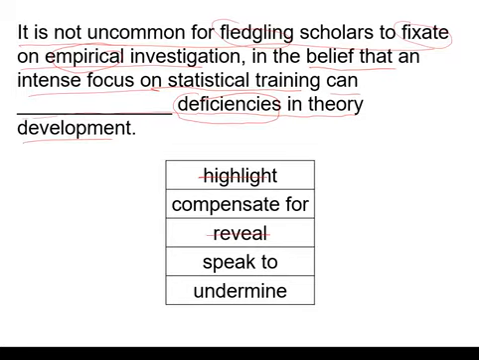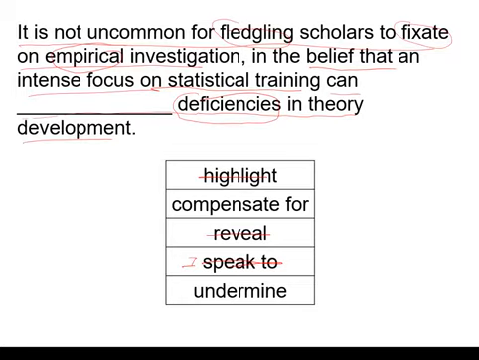The fledgling scholars do not obsess with data gathering to show readers that they've done a poor job with theory development. Speak to is a phrasal verb, and so the preposition to modifies the meaning of the verb speak, so that to speak to something means to comment on or give evidence about that subject. Again, it's unlikely that our novice scholars want to draw too much attention to their deficient theory development, so we are going to eliminate this choice.